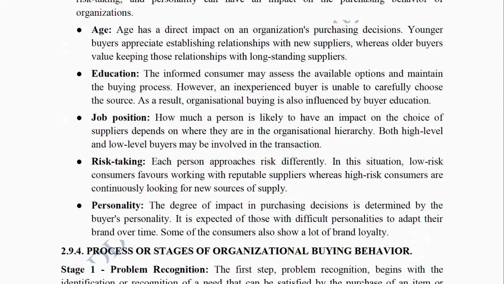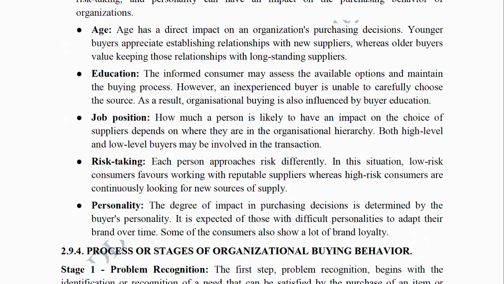Education: the informed consumer may assess the available options and maintain the buying process. However, an inexperienced buyer is unable to carefully choose the source. As a result, organizational buying is also influenced by buyer education.